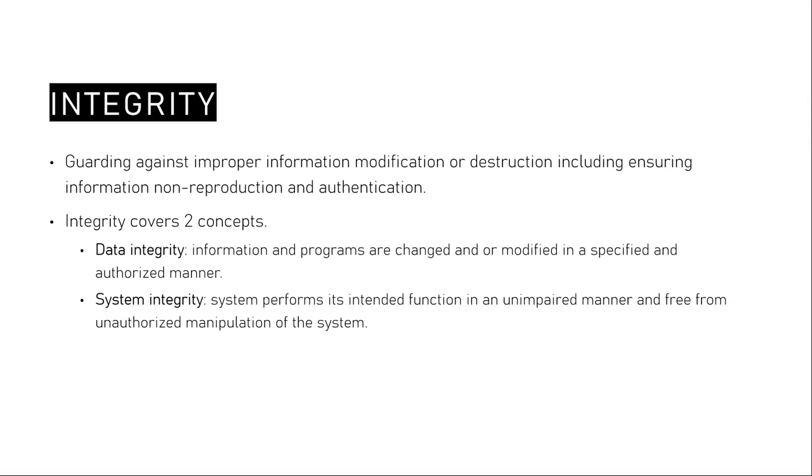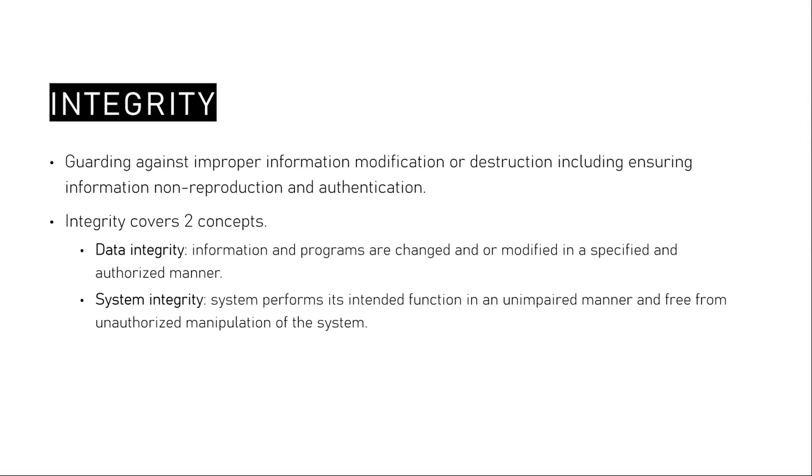Next one is integrity. When we say integrity, it suggests guarding against improper information modification or destruction, including ensuring information non-repudiation and authenticity. Therefore, any loss of integrity is the unauthorized modification or destruction of the information. Integrity is about guarding against improper information modification. So if anything is modified or destroyed in the information, it is called a loss of integrity.